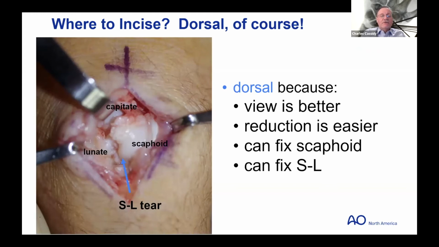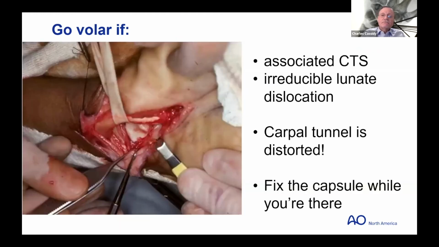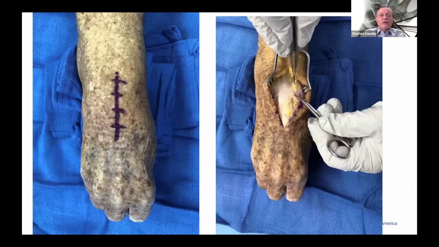You can fix the scaphoid, and you can fix the scapholunate. I go volar if there's an irreducible lunate dislocation, or if there's carpal tunnel syndrome, where again the carpal tunnel is distorted, and then I fix the capsule while I'm there. But otherwise, I don't routinely go volarly. Those would be my indications to go volar. This is a cadaver. I'll just go through the steps.